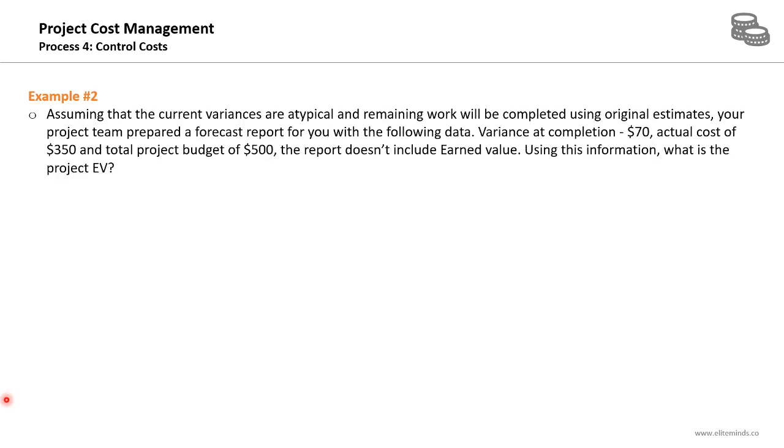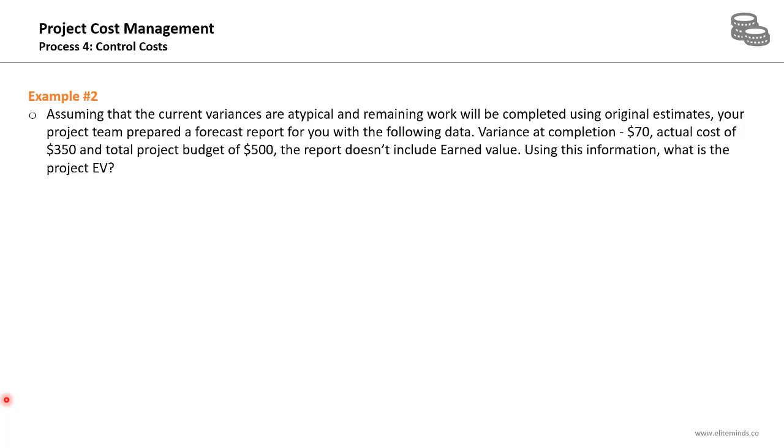Another example, assuming that the current variances are atypical and remaining work will be completed using original estimates. Your project team prepared a forecast report for you with the following data. The variance at completion is minus $70. The actual cost is $350, and the total project budget is $500. The report does not include the earned value. Using the information given in the question, what is the earned value?